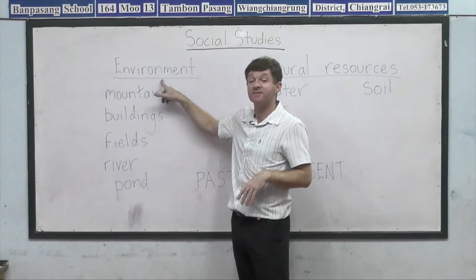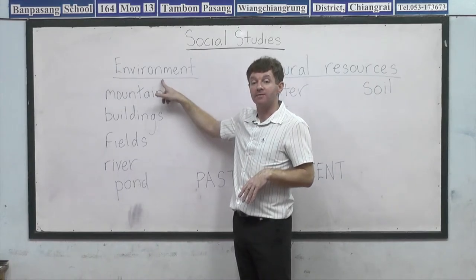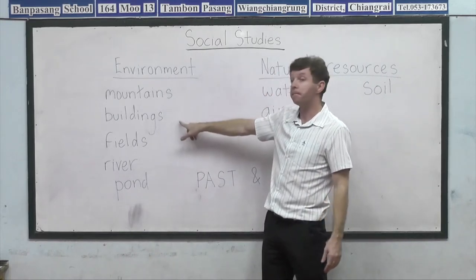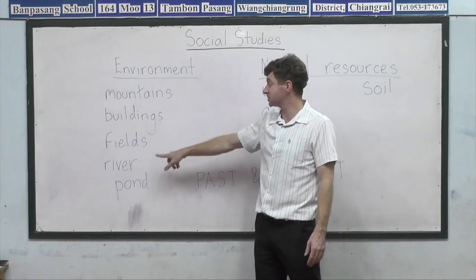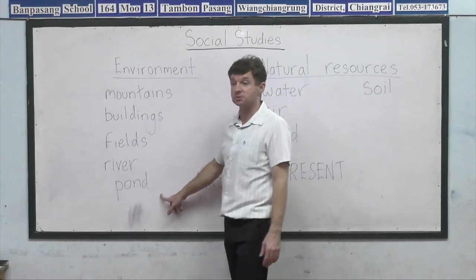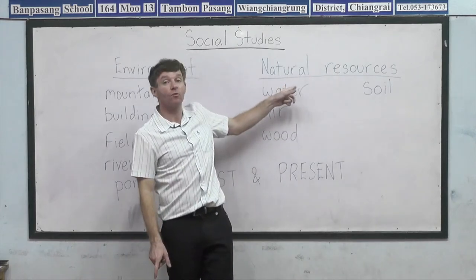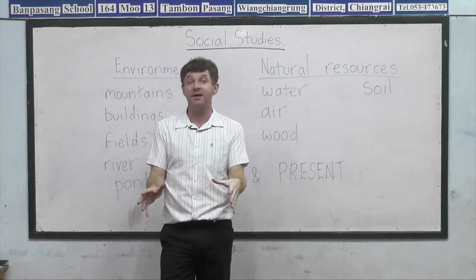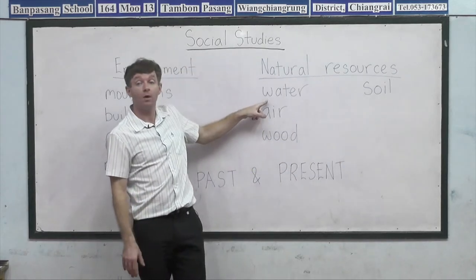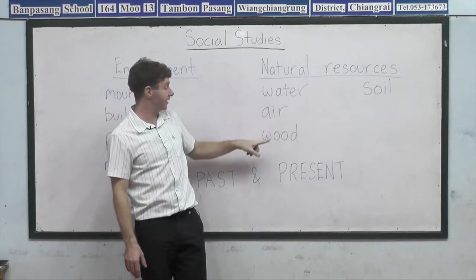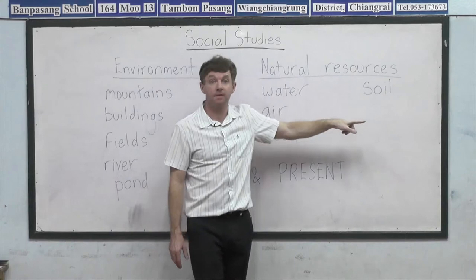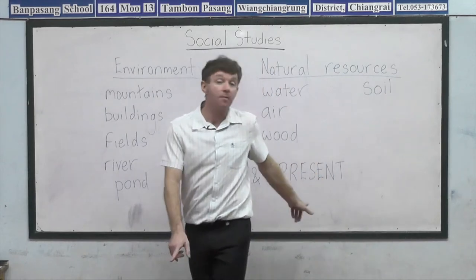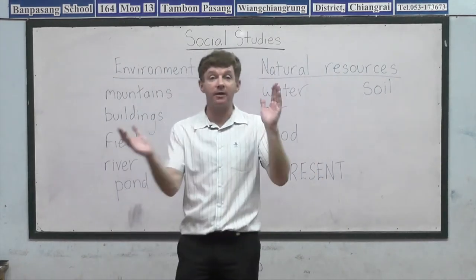First of all, we had environment. And examples of environment in Chiang Rai: mountains, buildings, fields, river, and ponds. And then we looked at natural resources. And these natural resources, they're not just in Chiang Rai, they're everywhere. We have water, air, wood, and soil. And once again, we're looking at them in the past and in the present. So excellent, guys. Well done.